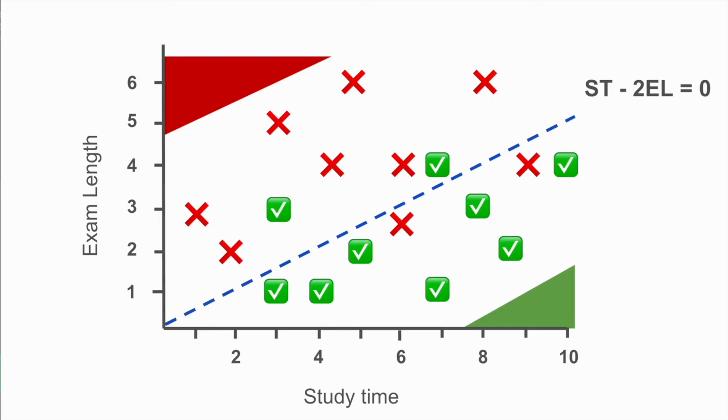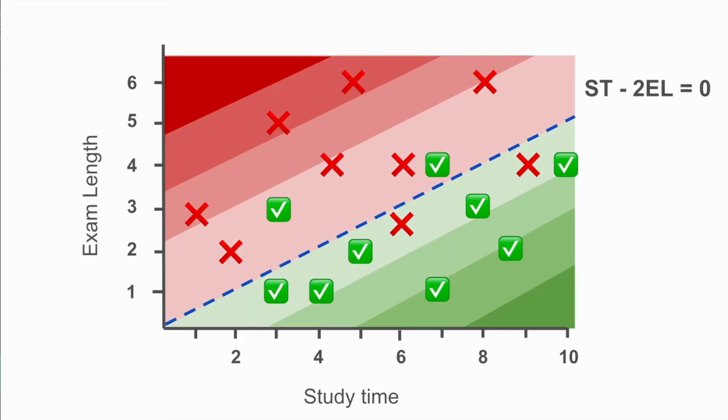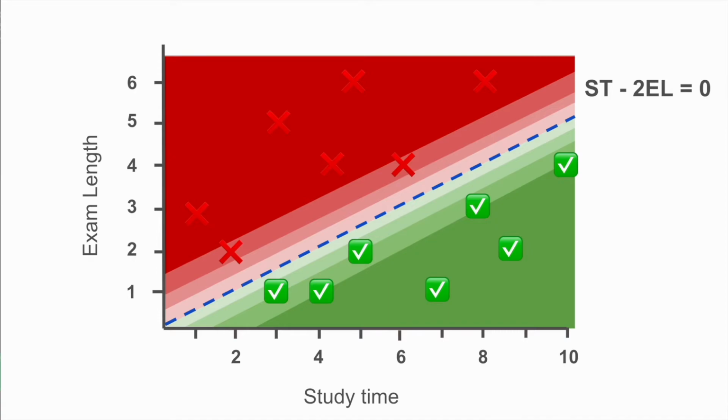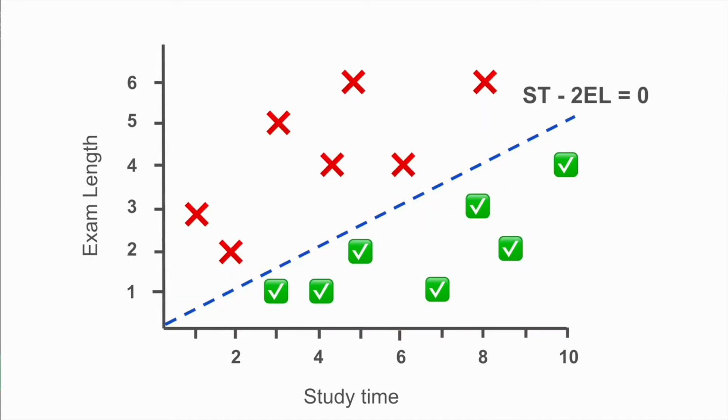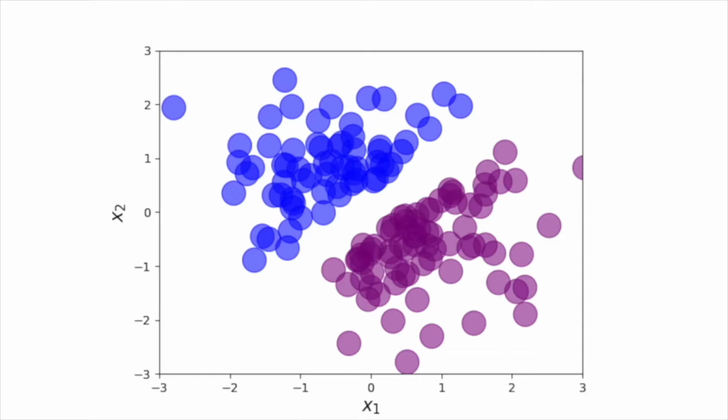The less a student studies relative to the exam length, the higher the chance of failing. The closer their study time is to the threshold that is twice the exam length, the less certain we are of them passing or failing. That region of uncertainty around the threshold could be big or small depending on these exceptions to the rule. So how do we find this threshold, and how do we get probabilities from it? Let's keep going with the previous example, but move to a slightly more abstract setting.